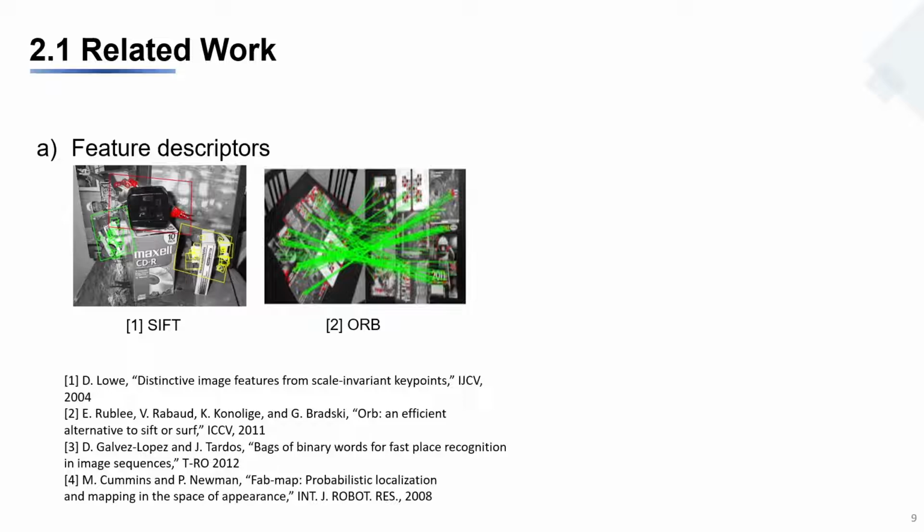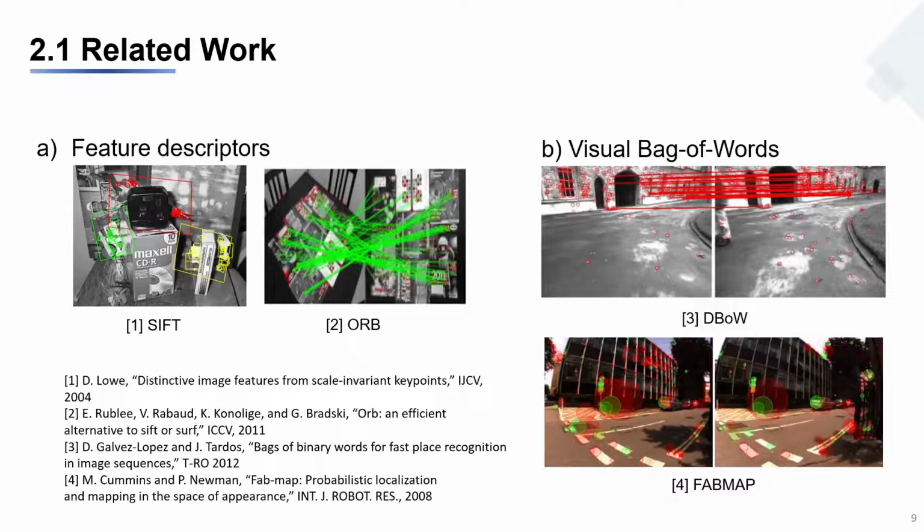There is a lot of existing work in feature descriptors and visual bag of words. Indirect SLAM reduces an image into a sparse set of key points, which are matched using feature descriptors such as SIFT and ORB. Two most popular visual bag of words based approaches are dBoW and FabMap. dBoW uses a tree-structured dictionary that is trained over a large dataset, whereas FabMap uses a Chow-Liu tree to learn a generative model of appearances.